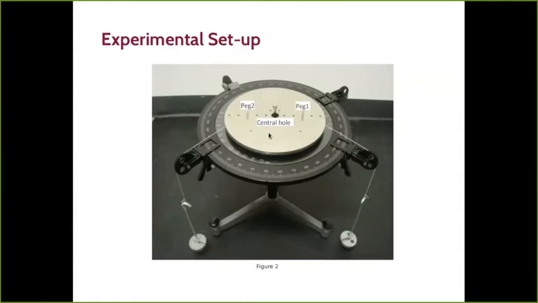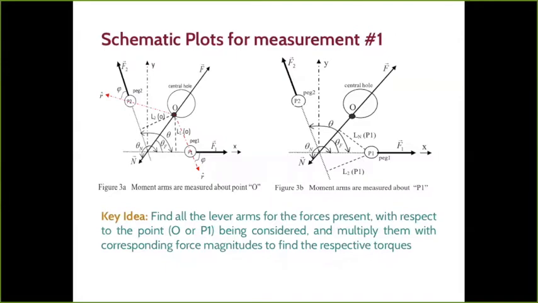reference point we choose. However, it is understandable that some of these torques might be zero depending upon our choice of rotating axis or reference point. So now let's look at schematic plots for measurement 1. For measurement 2, you will have a simpler situation because there is only one point considered for calculating the torques. Hence, we talk about only our measurement 1, which is the more involved case.